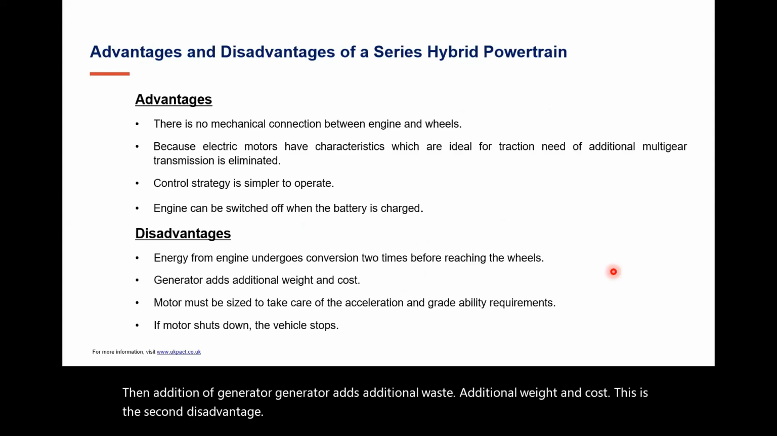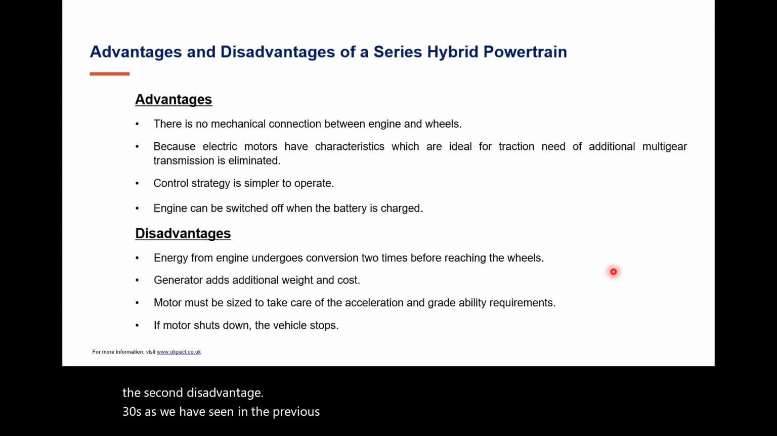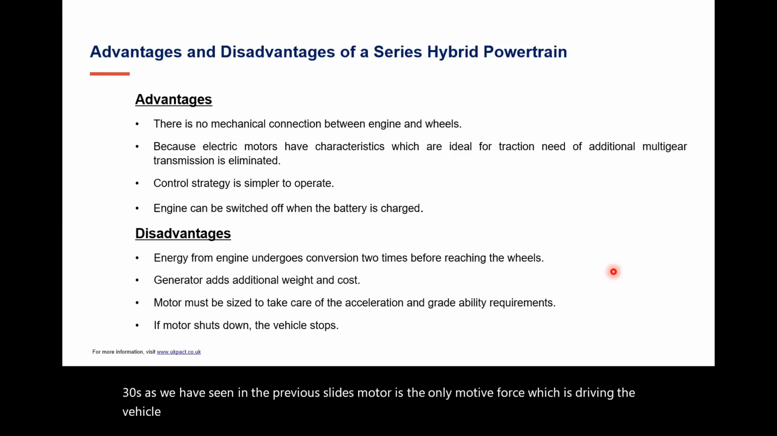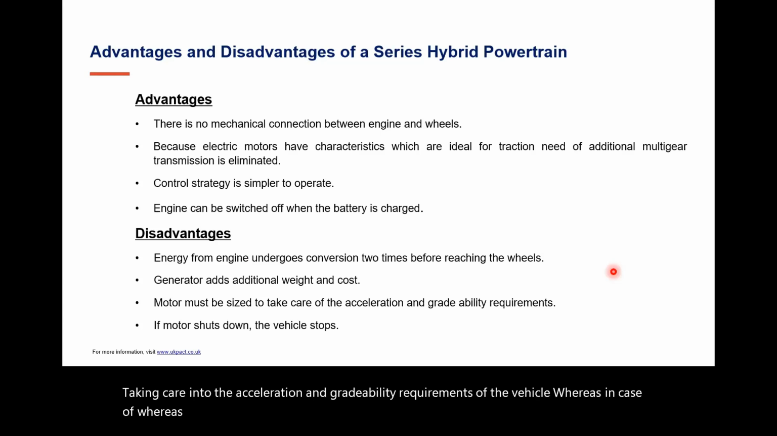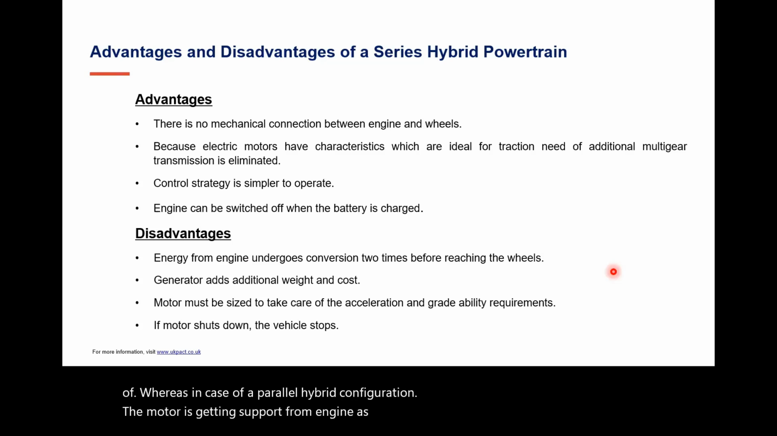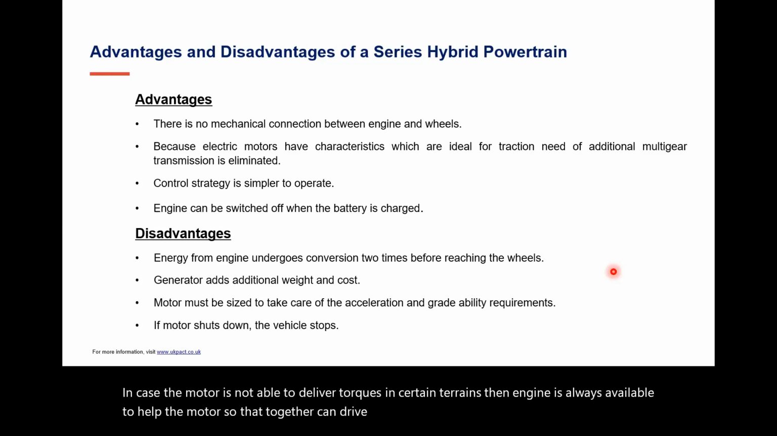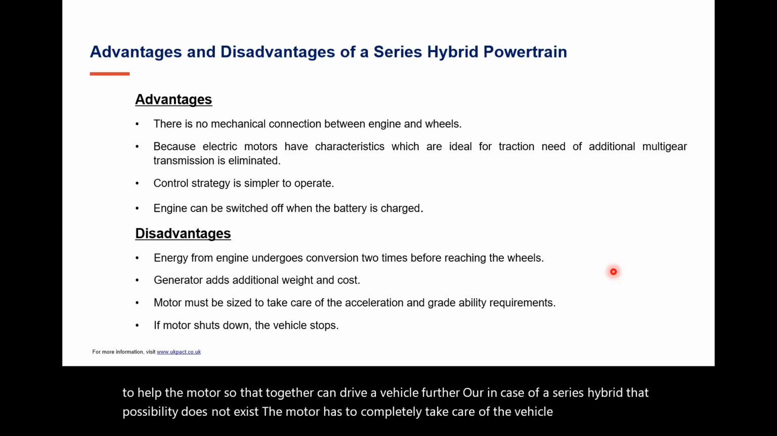Third is, as we have seen in the previous slides, the motor is the only motive force driving the vehicle. So the motor has to be designed taking care of the acceleration and gradability requirements of the vehicle. Whereas in case of a parallel hybrid configuration, the motor is getting support from the engine as well. In case the motor is not able to deliver torque in certain terrains, then the engine is always available to help the motor so that they together can drive the vehicle further. However, in case of a series hybrid, that possibility does not exist. The motor has to completely take care of the vehicular motive force requirements.